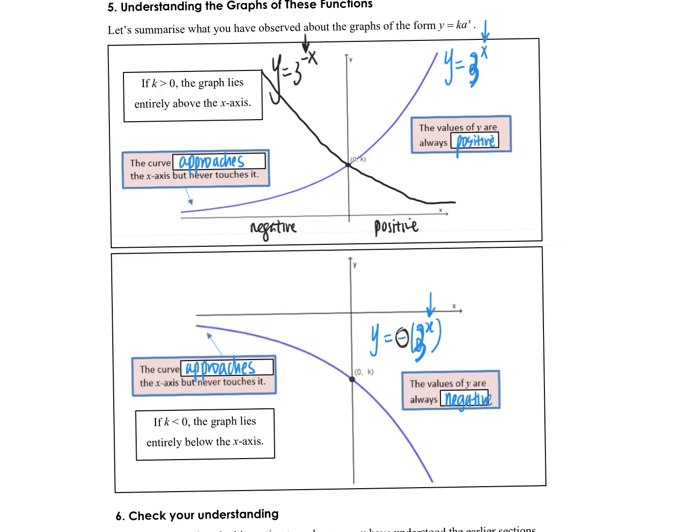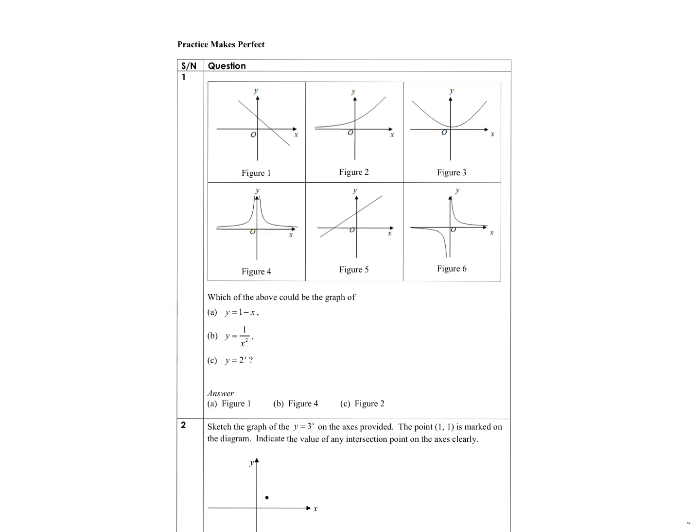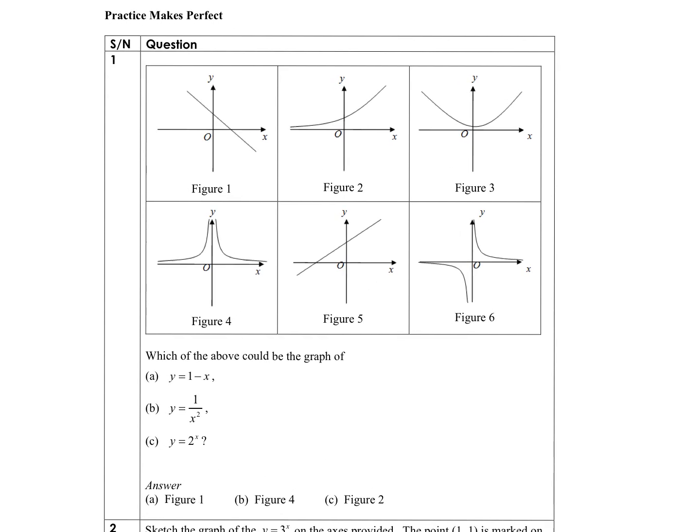That one is x squared, 1 over x squared, right? Okay, so for this one, just memorizing the shape will do. Nothing very extensive. So which figure shows you y equals 1 minus x? Which one? Figure 1, because it's a linear graph with negative gradient.